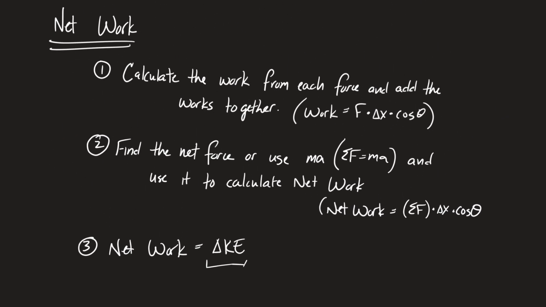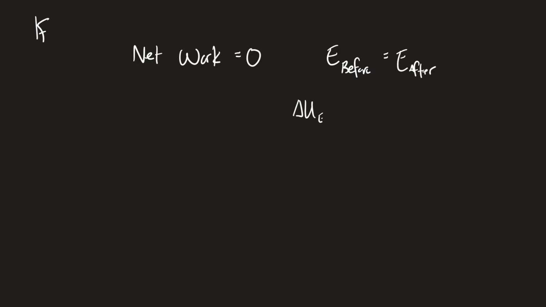But that's all for me to say one thing to you. Okay, so we got this written down. I'm pausing for effect, but all right, ready? If net work equals 0, then the energy before equals the energy after. I wrote it like this: delta U plus delta U plus delta K equals 0.